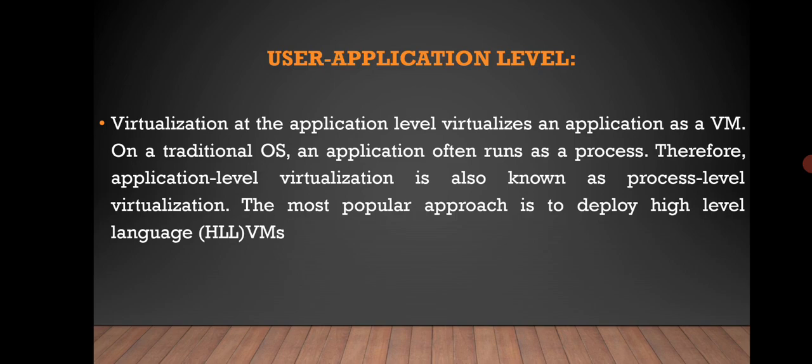Virtualization at the application level virtualizes an application as a virtual machine. On a traditional OS, an application often runs as a process. Therefore, application level virtualization is also known as process level virtualization. The most popular approach is to deploy high level language, that is HLL, VMs.